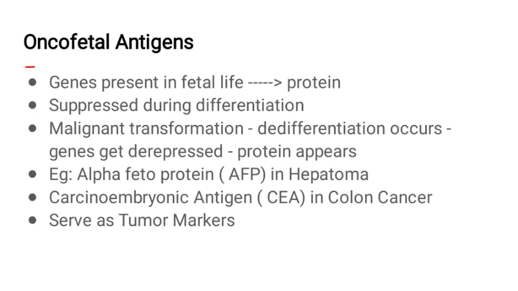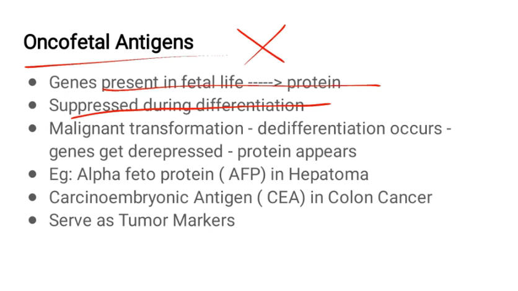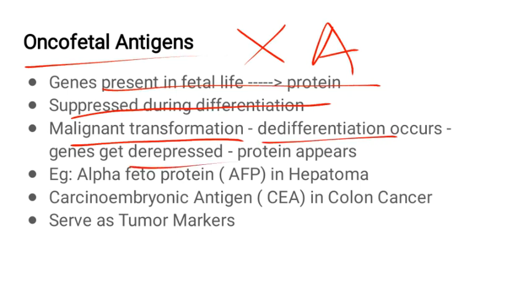Let's see about oncofetal antigens. Particular genes are present in fetal life, so their protein is expressed. During differentiation, this gene gets suppressed. Okay, as a result, this protein is absent in adults. During malignant transformation, de-differentiation occurs and these genes get de-repressed and the protein appears in the adult when malignant transformation is going to occur.